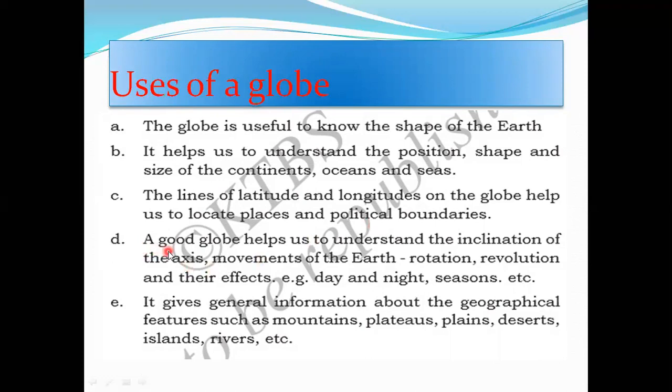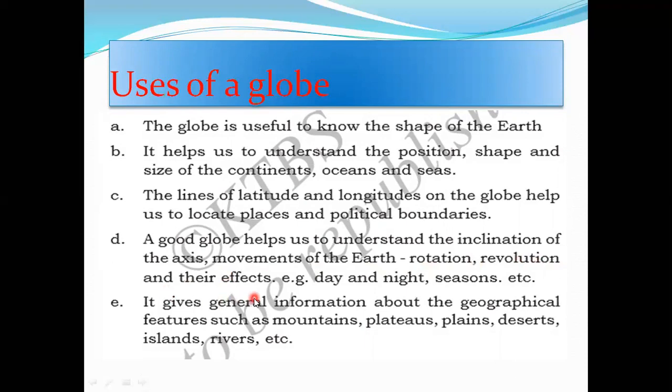And a fourth point, a good globe helps us to understand the inclination of the axis. What do you mean by inclination? It means tilt. The axis is nothing but an imaginary line. And the movement of the earth: how many movements are there on the earth, children? There are two movements, which are rotation and revolution.